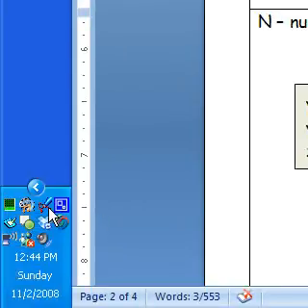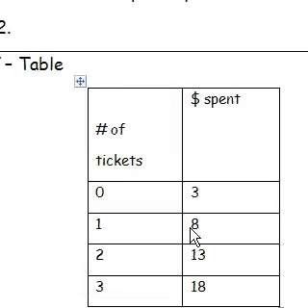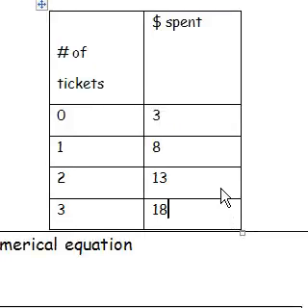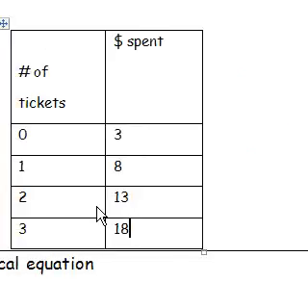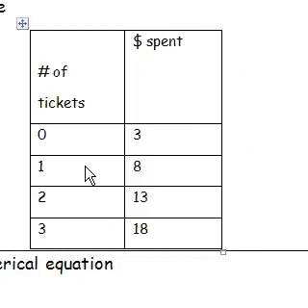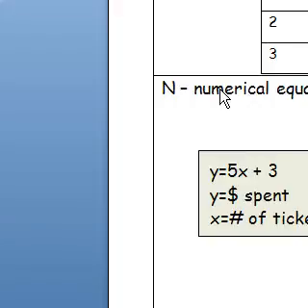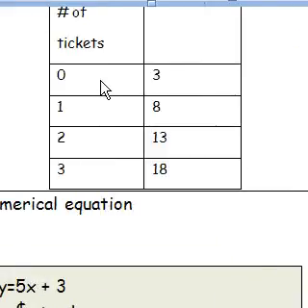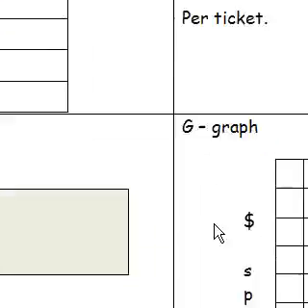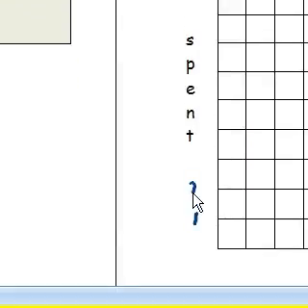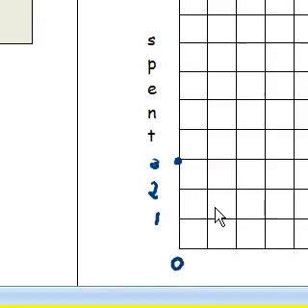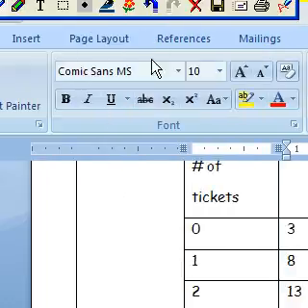So let's go ahead and... Okay, so here's our table. I rewrote it here. And what's nice is that if you write your table first, it's easy to plot the graph over here. So our first point is 0. At 0 tickets, we already spent $3.